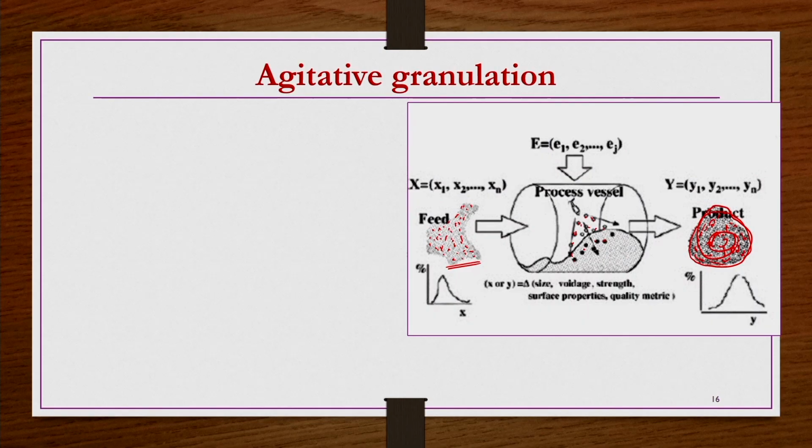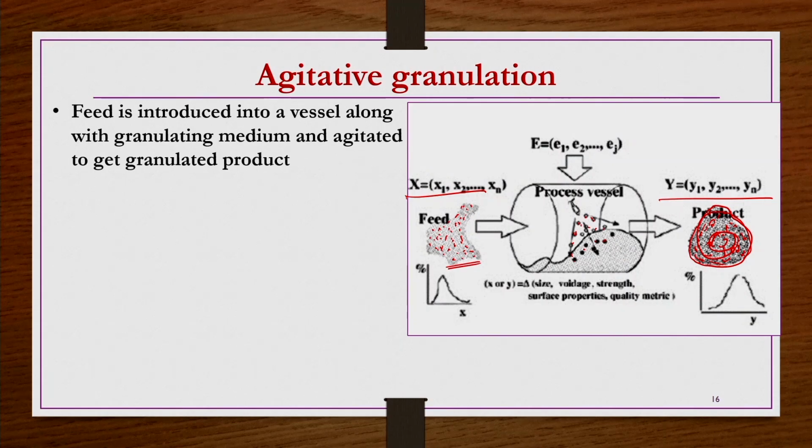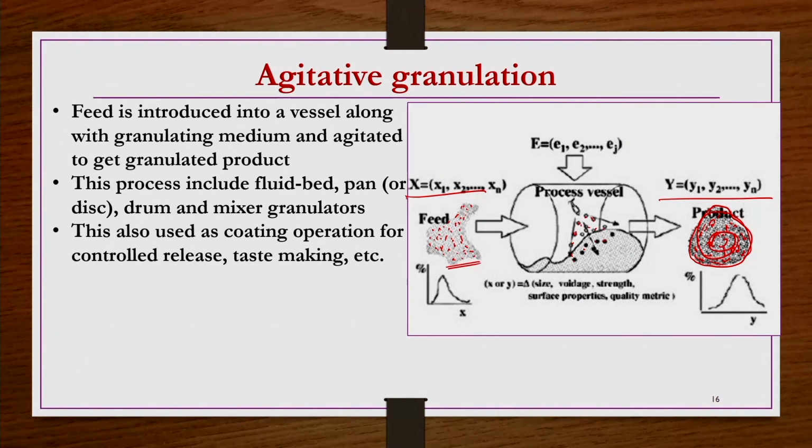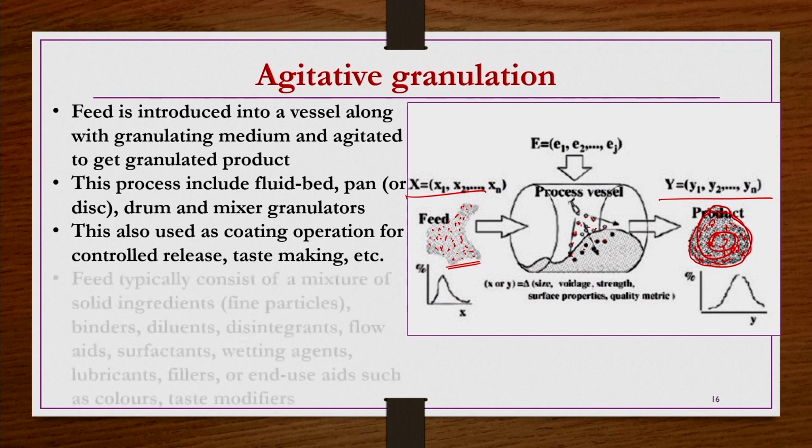Here, the process variables for the feed, let us say x, and for the product, let us say y. This vessel E has some kind of process stages going on inside this equipment, so it is a generalized picture only. What happens in general is that feed is introduced into a vessel along with granulating medium and agitated to get granulated product. This process includes fluid bed, pan or disc, drum, and mixer granulators. This is also used as a coating operation for controlled release, taste masking, etc.